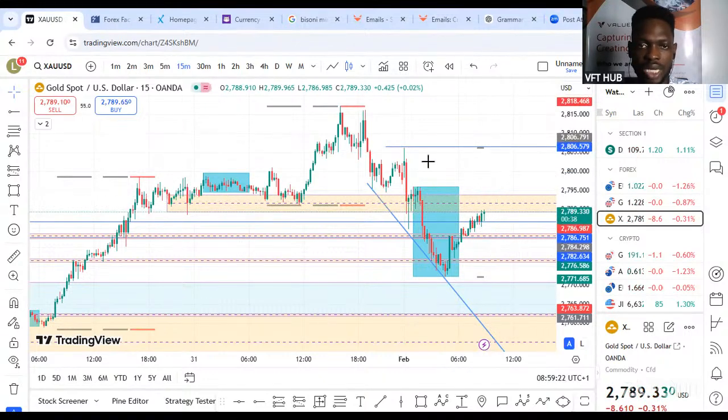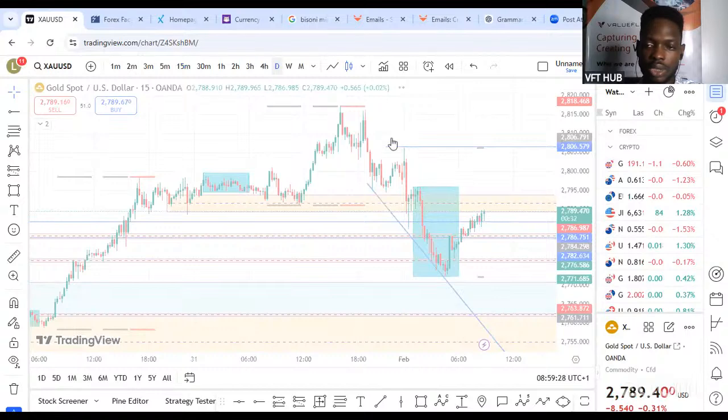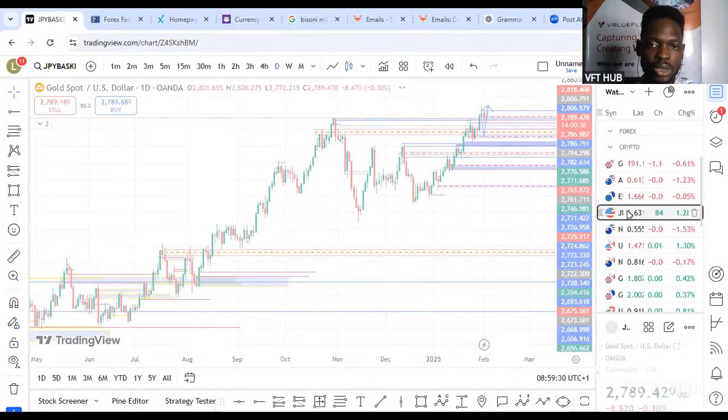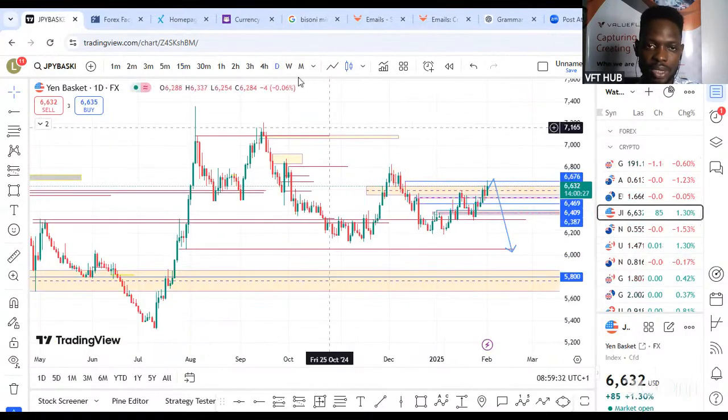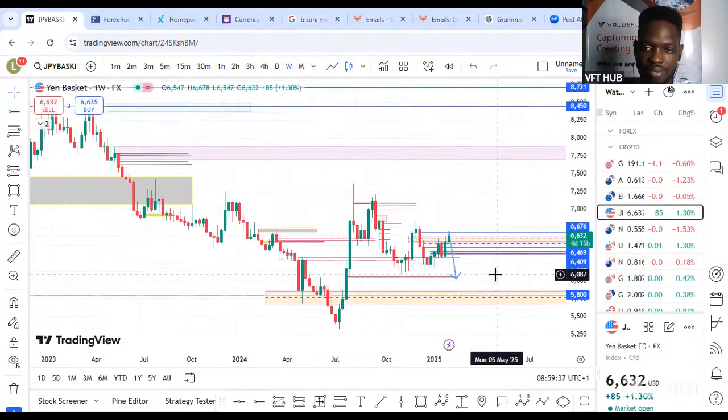All right, so that is that. A quick one to Japan to see what is happening on the yen basket too. Last week was also a bullish week for the yen basket. If you look at the weekly candle last week, you are going to see it was massively bullish.